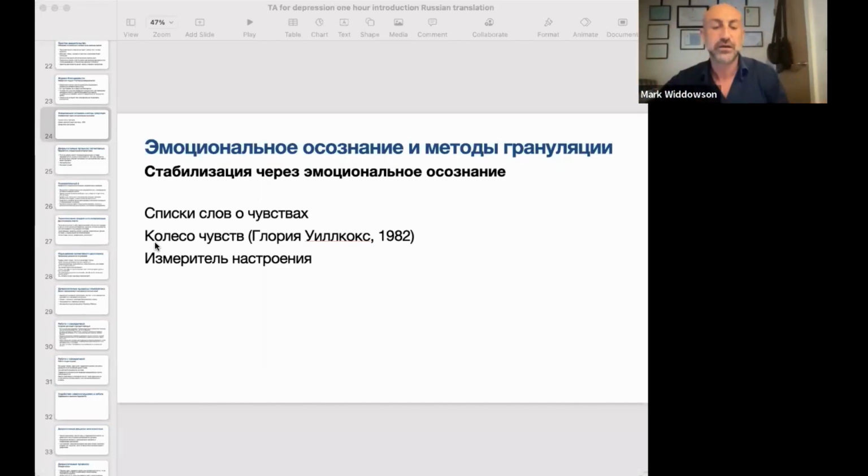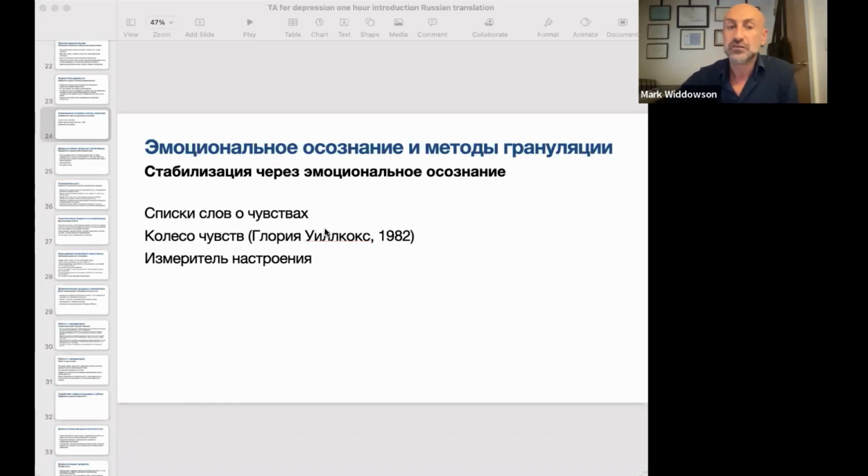So there are a lot of different ways you can do this as a therapist. One of the ways to do this is by helping the client develop words or lists of words for feelings in sessions. You can do this either in session, or you could ask the client to do it as a homework exercise. Another useful exercise is to give clients a copy of the feelings wheel, which was developed by Gloria Wilcox and was in the Transactional Analysis Journal in 1982.